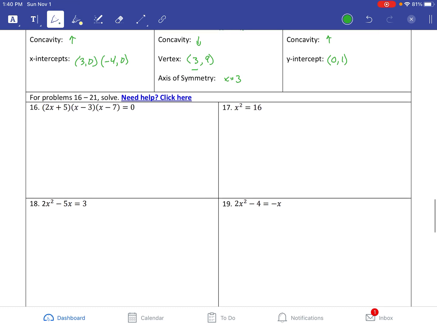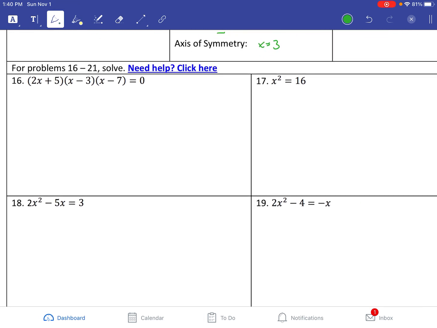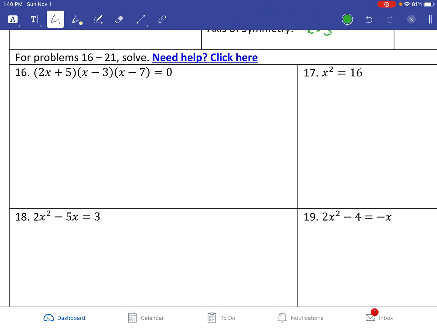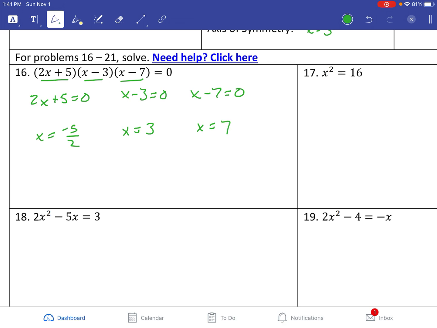Here are some solving problems, so it's quadratics and other things. Okay, now for number 16, I see this problem all the time. People want to multiply this together. Please don't. It's already been factored for you. All you have to do is take these expressions and set them all equal to 0. So your first one is going to be x is equal to, we subtracted 5 and divided by 2. Here we added 3. Here we added 7. These are your answers.